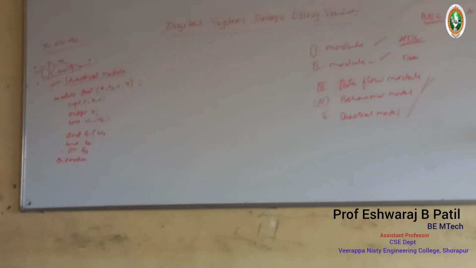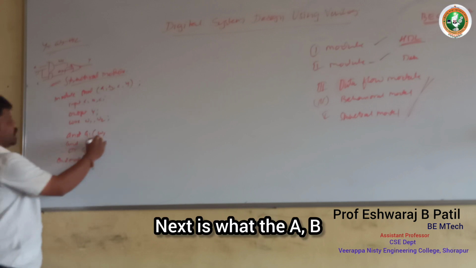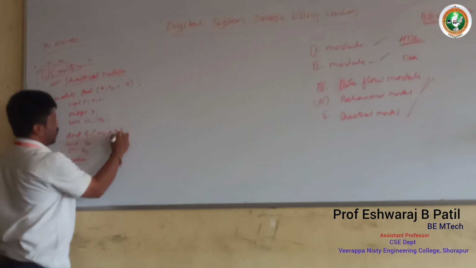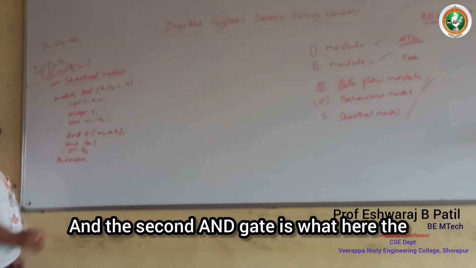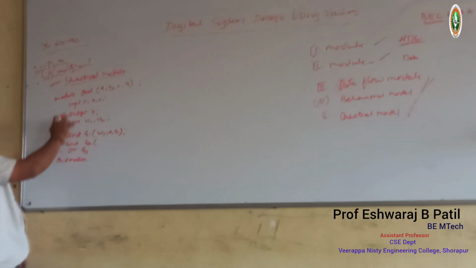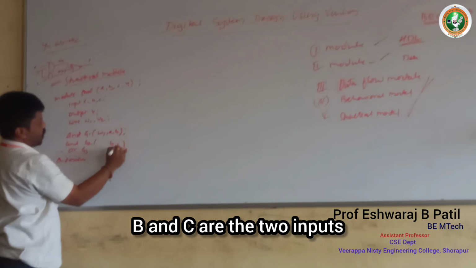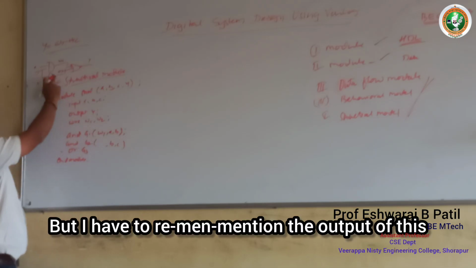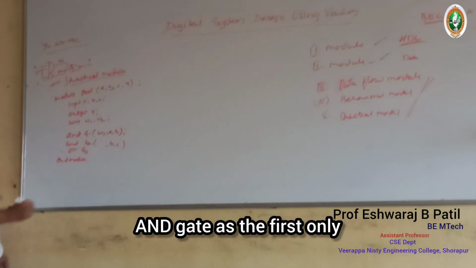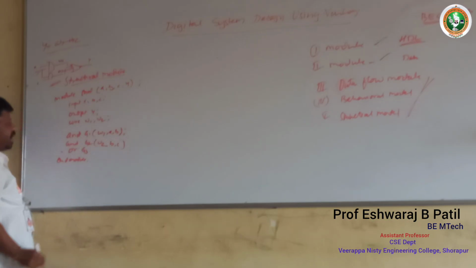Output is compulsory, the input comes after. Output, next is A comma B. Then the second AND gate has two inputs, B and C. But I have to mention the output of this AND gate first, that is W2.